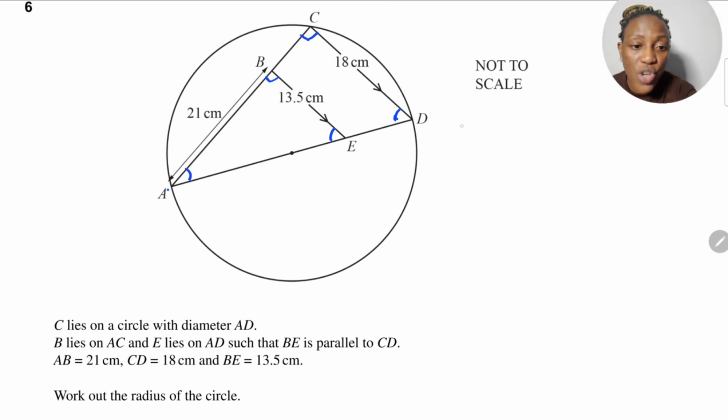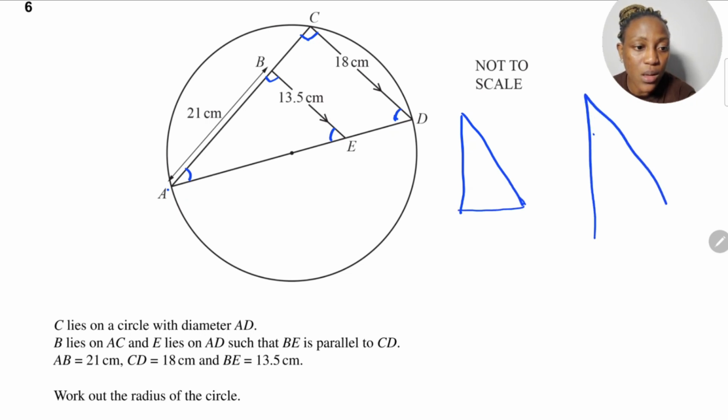If we bring out those triangles, I want to bring out the two triangles that are in this diagram. If we bring out the two triangles, the smaller one is ABE, with the right angle here. And this is 13.5 centimeters. The larger triangle is ACD. Sorry, I've mistakenly labeled it wrongly, so let me fix that.